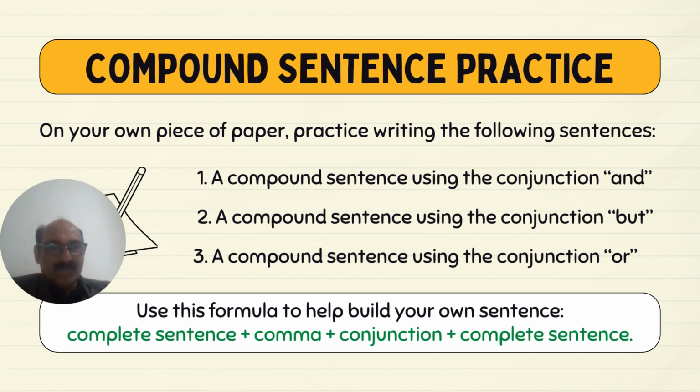Practice time. Now write compound sentences. Write one sentence using the conjunction and. Also write another sentence using the conjunction but. And also write one compound sentence using the conjunction or. Remember to use this formula: complete sentence followed by a comma followed by a conjunction and another complete sentence or independent clause.